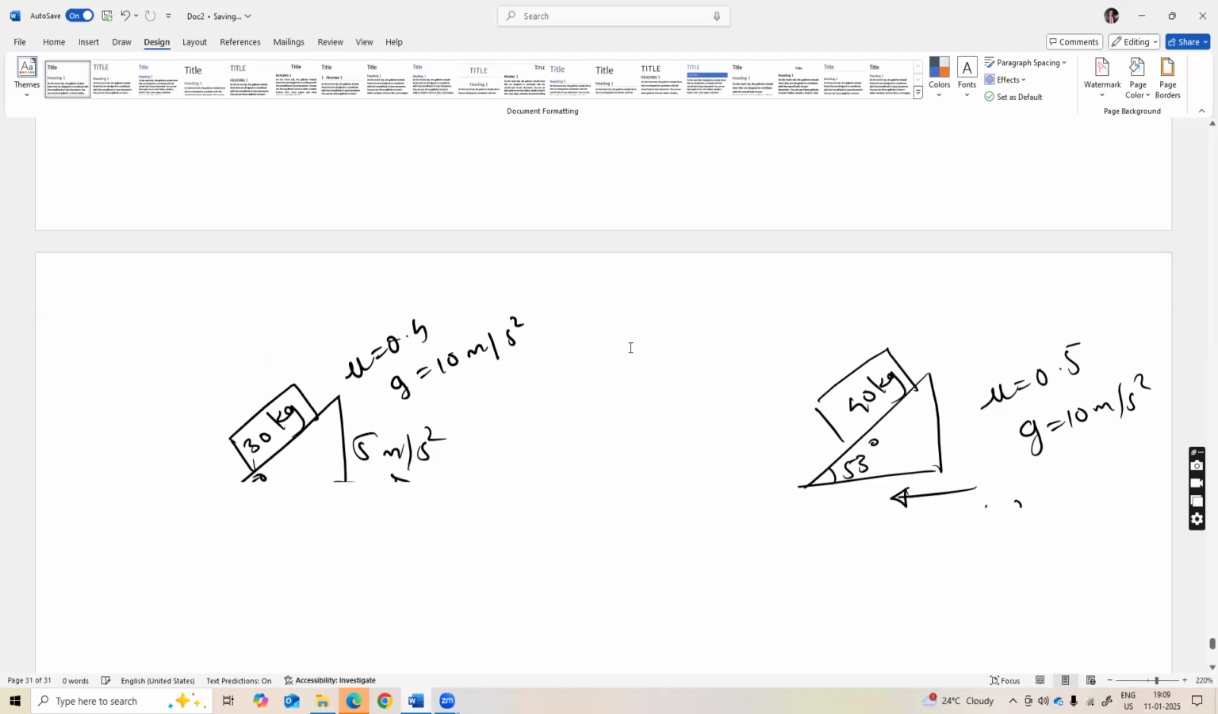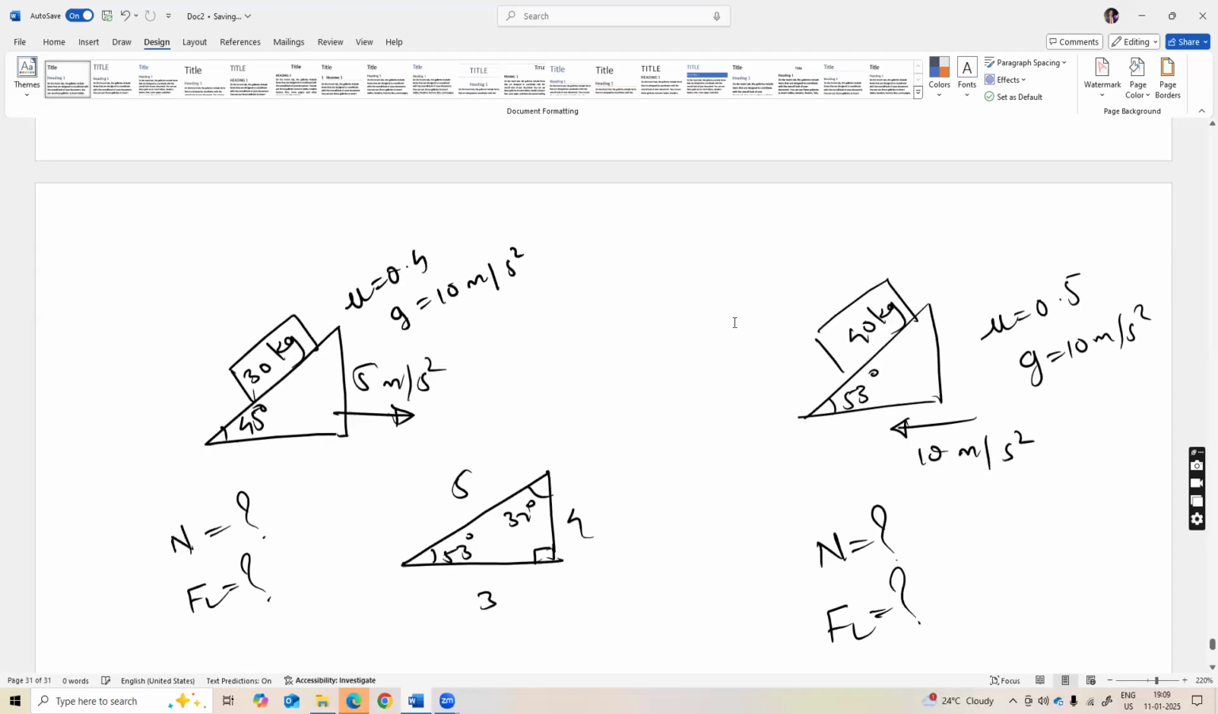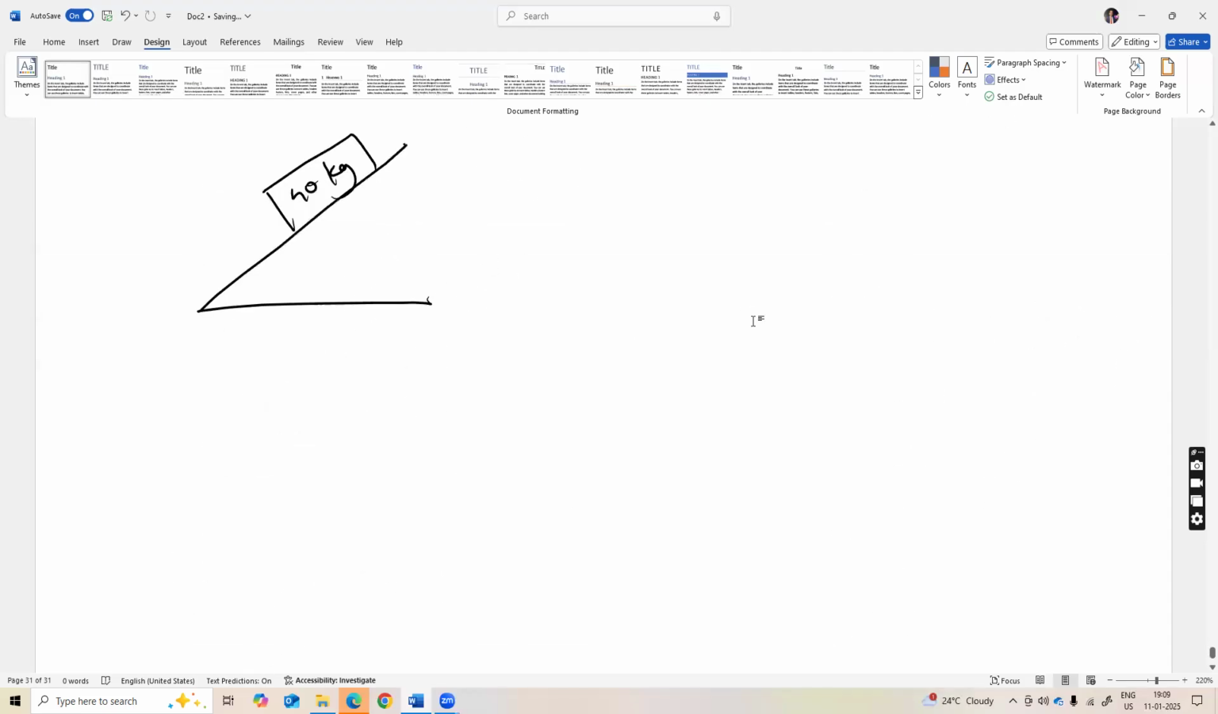It is moving in left direction with acceleration 10 and mu is 0.5. So force MA will act in this direction. So M is 40, A is 10. So 400 Newton will act in this direction. This is 53 degree, so this angle is also 53 degree, and this angle is also 53 degree.